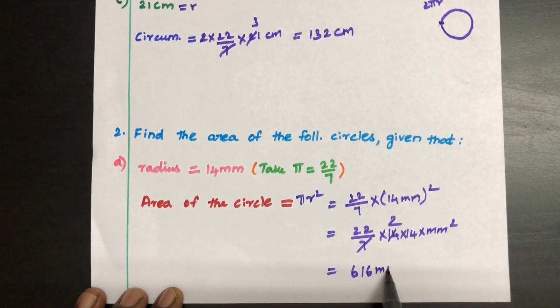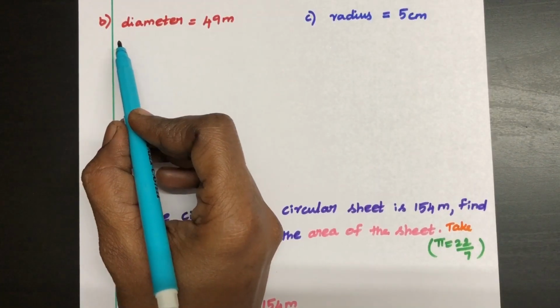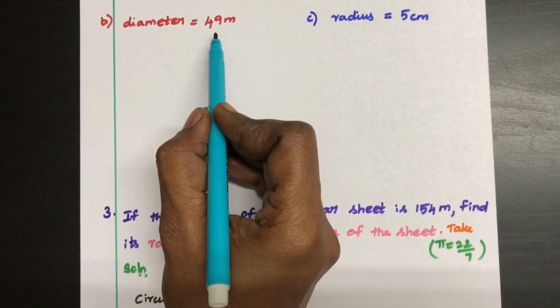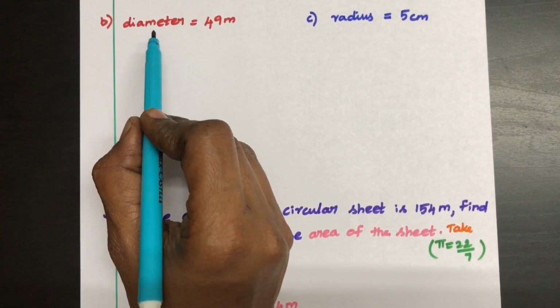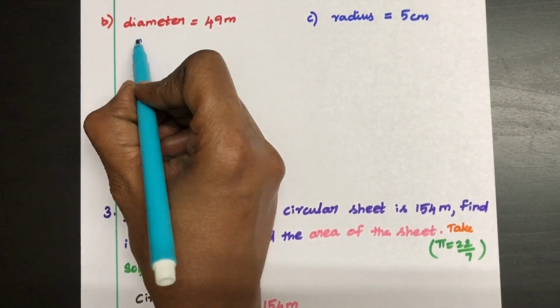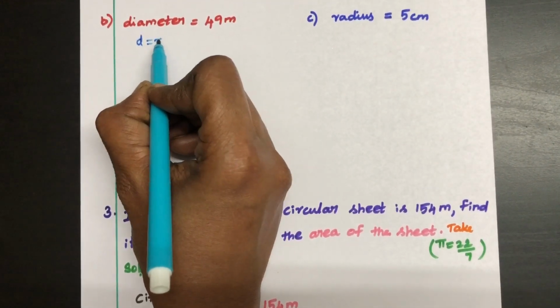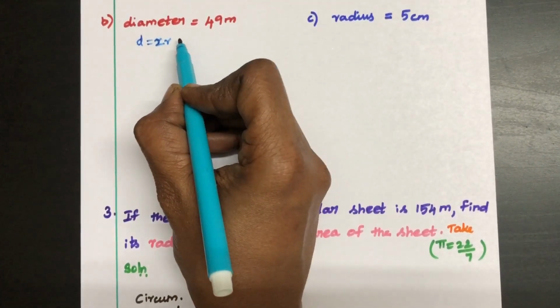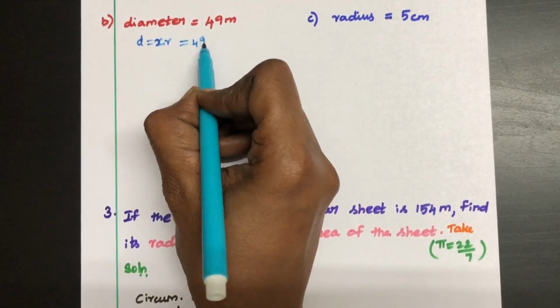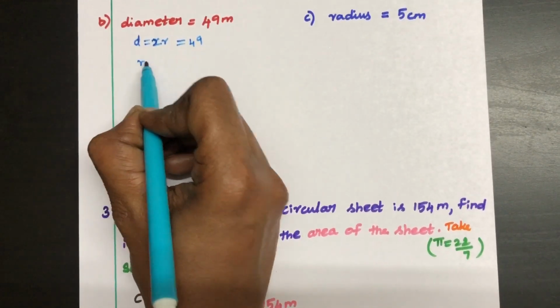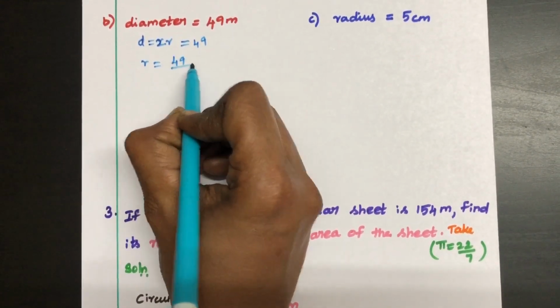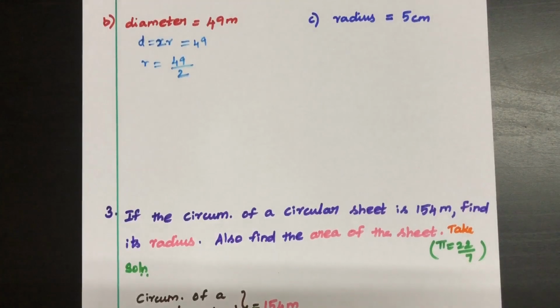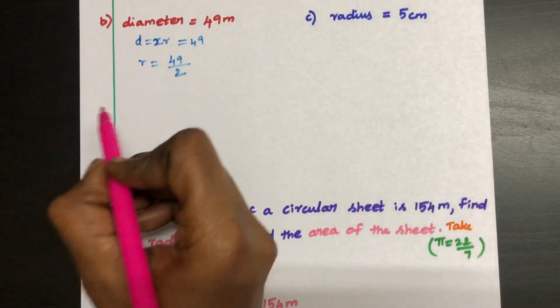If we cancel like this, this will be 616 mm square. In B subdivision, they have given diameter equal to 49 meters. They didn't give radius here, diameter. So diameter is equal to 2 times its radius. So 49 means r is equal to 49 divided by 2. This is our radius.